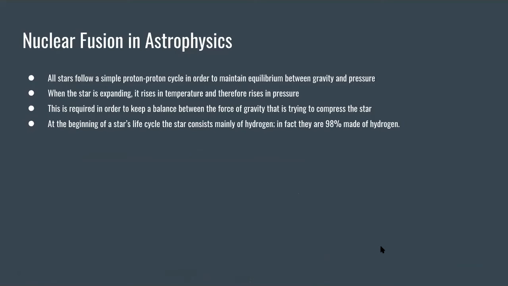So all stars follow a simple proton-proton cycle in order to maintain equilibrium between gravity and pressure. So when the star is expanding, it rises in temperature and therefore rises in pressure. So this is required in order to keep a balance between the force of gravity that is trying to compress the star. So at the beginning of a star's life cycle, the star consists mainly of hydrogen, and in fact, they are 98% made of hydrogen.